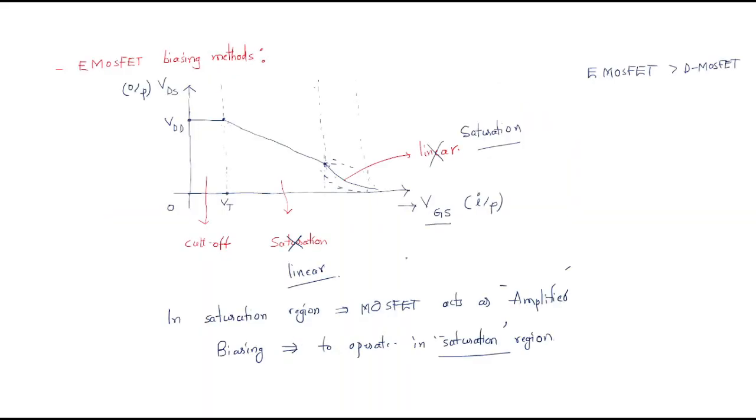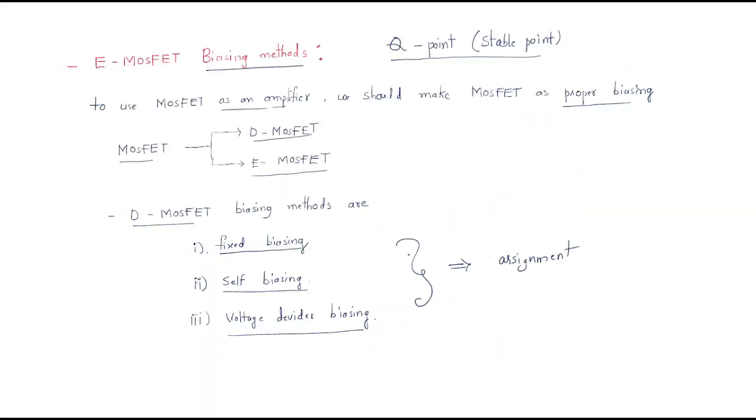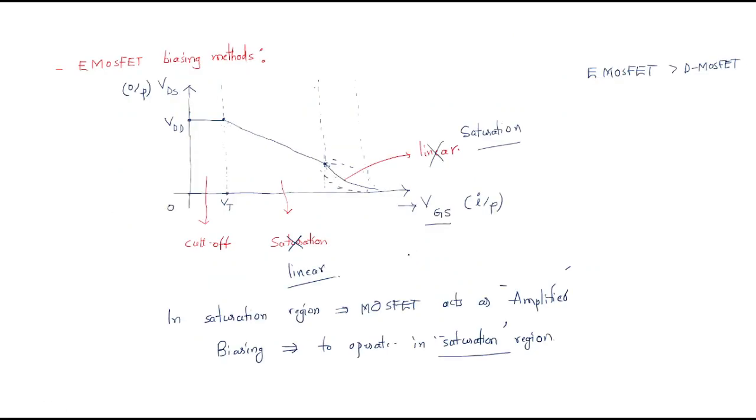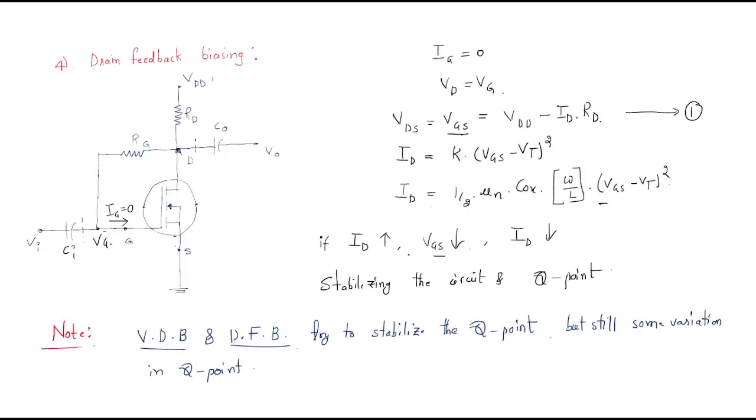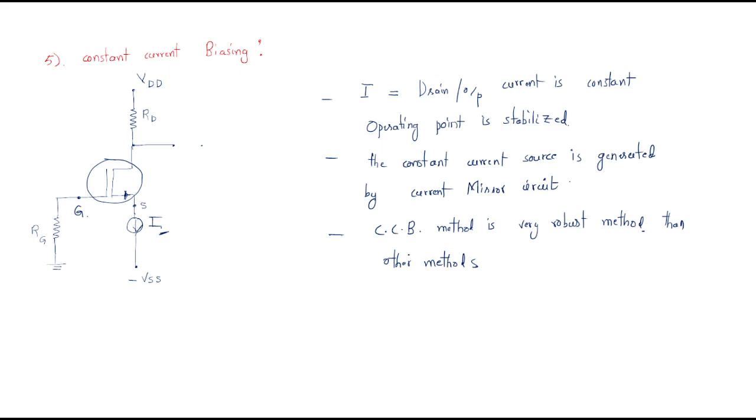You should write the assignment on D MOSFET biasing techniques. I hope all of you understand these biasing techniques, and the most applicable method is the constant current biasing method. Okay, thank you.